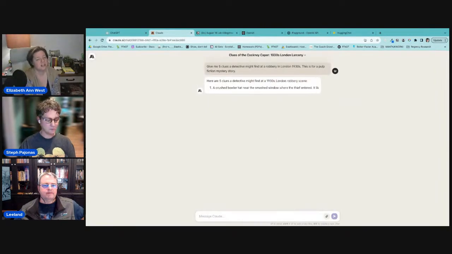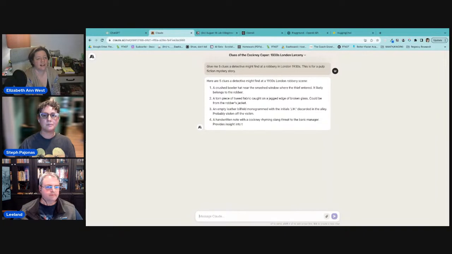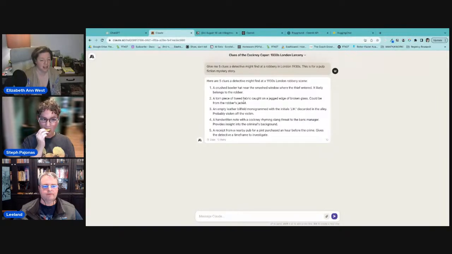Okay, so we'll run it in Claude. Here are 5 clues the detective might find in a 1930s London robbery scene: a crushed bowler hat near the smashed window where the thief entered. It likely belongs to the robber. A torn piece of tweed fabric caught on a jagged edge of broken glass could be from the robber's jacket. An empty leather billfold monogrammed with the initials JH, discarded in the alley, probably stolen off the victim. But you know what? I remember your initial one before we went caveman on it. It had initials on a handkerchief, being a dandy. Yes. But monogramming was big in that time period. So it makes sense. Absolutely.